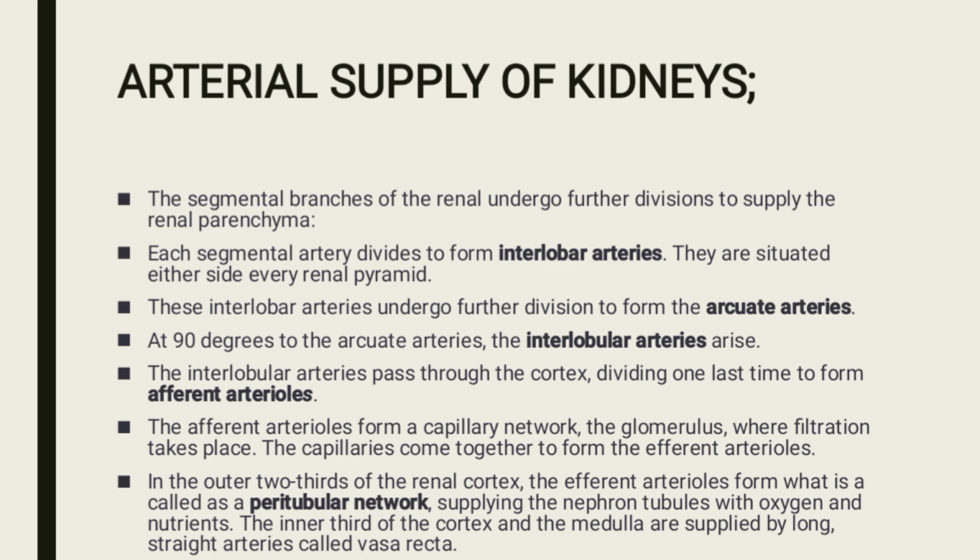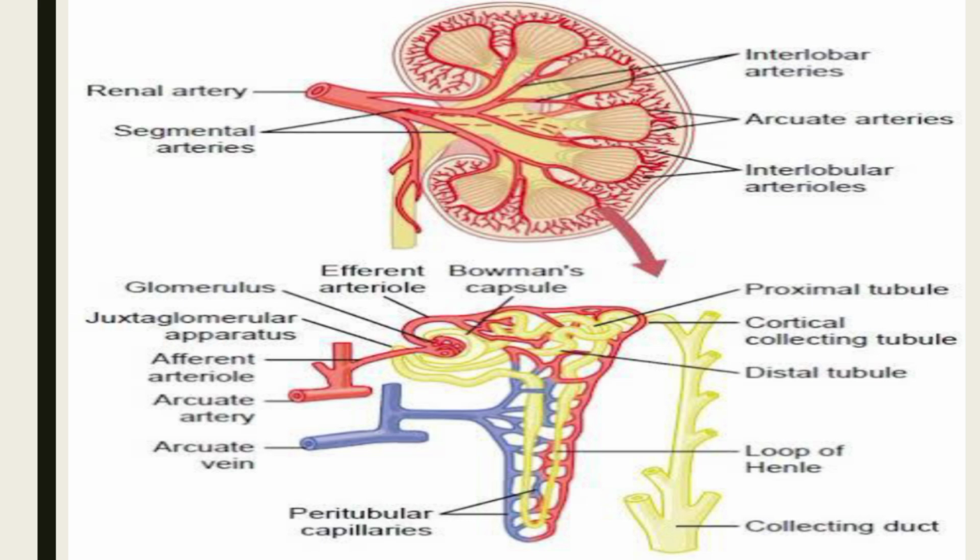This is the whole thing which I have mentioned previously, how this renal artery gives branches, which subsequently divide into segmental, then interlobar, then arcuate, and then interlobular arteries. This is the detailed arterial supply shown in this picture. As you can see, the renal artery gives numerous branches, first segmental, then interlobar, then arcuate, and then interlobular arteries. And venous drainage is also depicted in this picture.